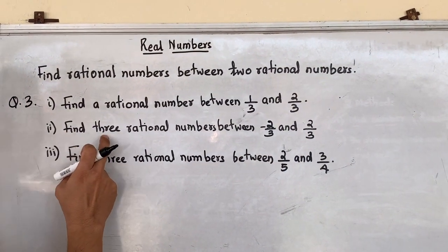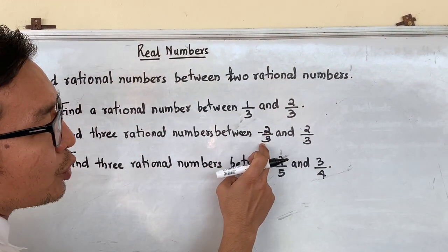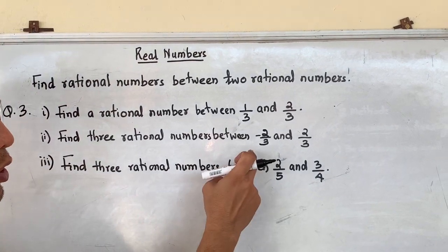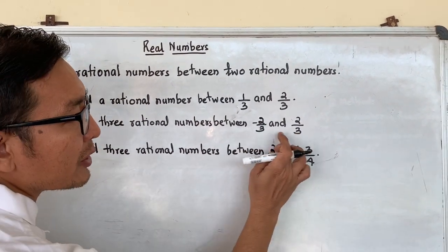Find three rational numbers between minus 2 upon 3 and 2 upon 3.